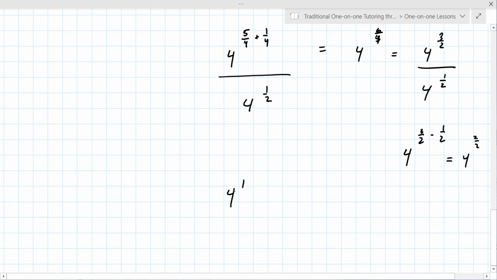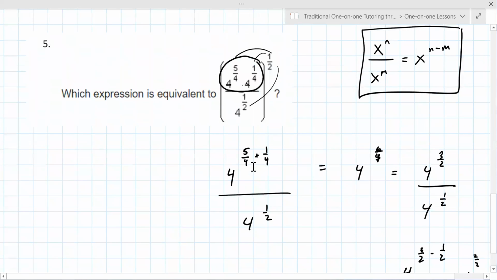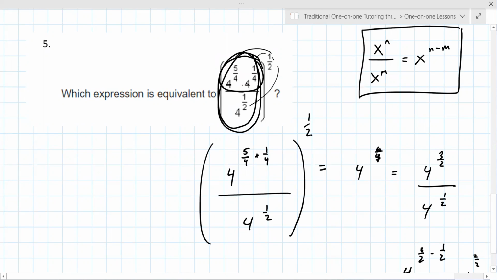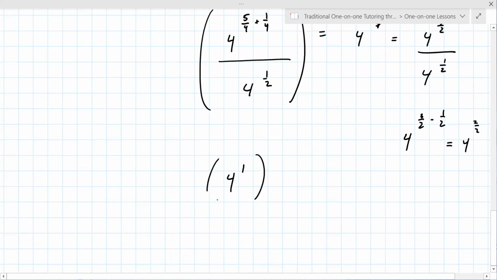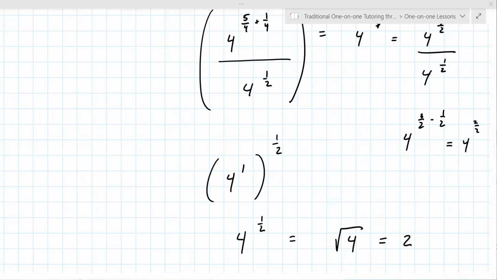Right? So notice, like we just did everything inside the parentheses. So this 1/2 carries down. The 1/2 is still part of the entire problem. We just sort of neglected it. So this is 4 to the 1/2 power, which is the square root of 4, which we know to be 2. Which is nice. It works out really, really nicely.